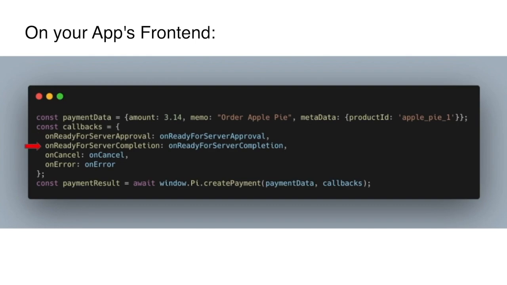onReadyForServerCompletion is a function that gets called after the blockchain transaction has been submitted to the Pi blockchain. Your job is again to pass any relevant data to your app server. On your server, you can verify the payment and deliver the item that was reserved for the user. In the end, you should complete the payment by letting the Pi server know that you have received the payment and delivered the item. The other 2 functions are onCancel and onError. As their names suggest, they are functions that will be invoked when the payment gets cancelled and when an error occurred.